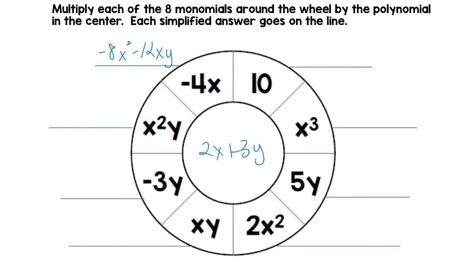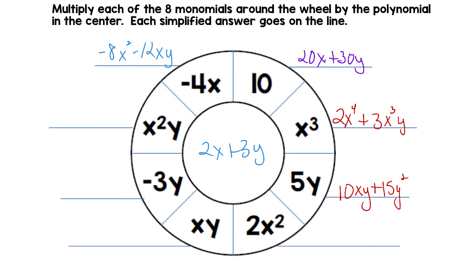I'm going to go clockwise. If you want to go ahead and do the whole thing and then check your work, that's fine with me. We have 10 times 2x is 20x. 10 times 3y is plus 30y. X cubed times 2x is 2x to the 4th. X cubed times 3y is plus 3x cubed y. 5y times 2x is 10xy. 5y times 3y is plus 15y squared.